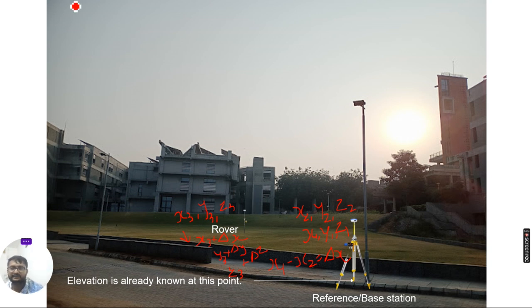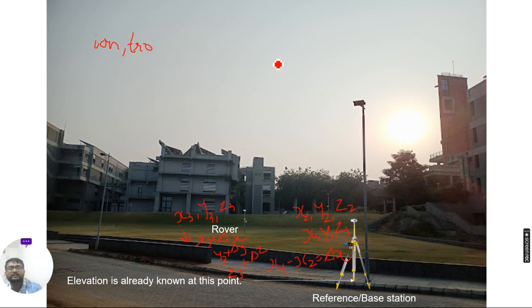So basically it will remove the error which is common for both. So what will be the common? The atmosphere, through which these two points are very near to each other. So when the signal is coming from the satellite, the ionospheric error will be similar for both. So the ionospheric error it will remove. Then the tropospheric error will be the same for both the points. So the tropospheric error it can also remove. Now what else can it remove?